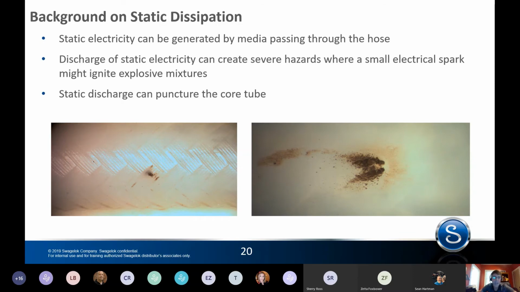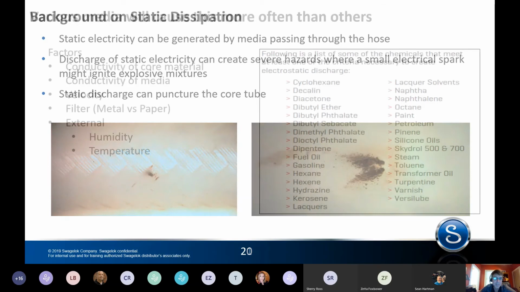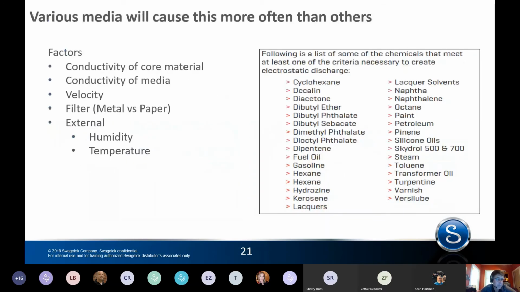So what is happening here is static charge builds up on the inside of a Teflon core hose, and the static charge, as it builds up from the media flowing through it, has to go somewhere. It has to go somewhere to a conductive source, and the closest conductive source, because Teflon won't conduct electricity, is the actual metal braid on the outside.